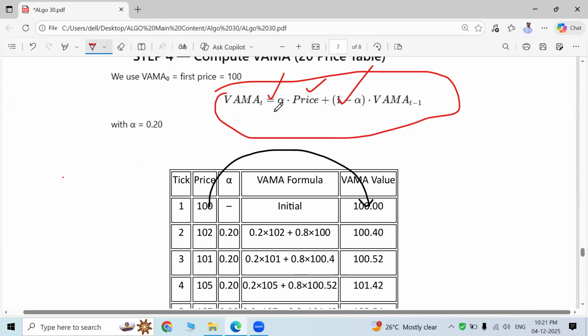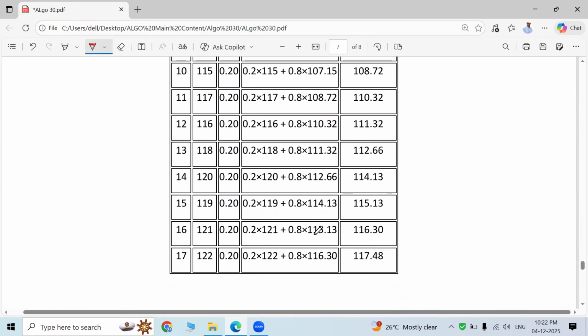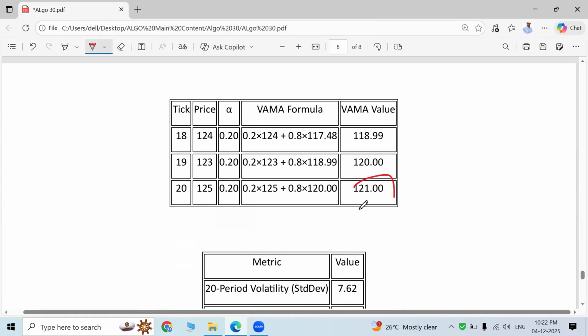This is the formula. First, this is the value of alpha. For the second reading, this is the value of alpha and this is 1 minus alpha. This reading has been taken from here, this is the price and this is the VAMA. Again, this value has been taken from here and this value is from here. Again, this value is from here and this value is from here. This iteration goes on, and finally after 20 readings, we get the final VAMA.